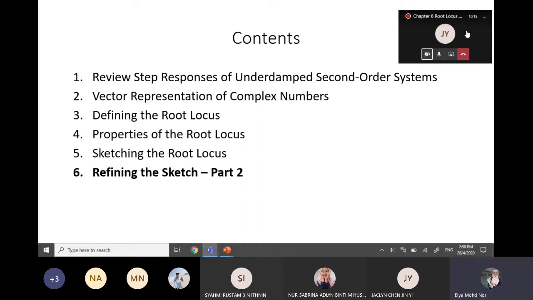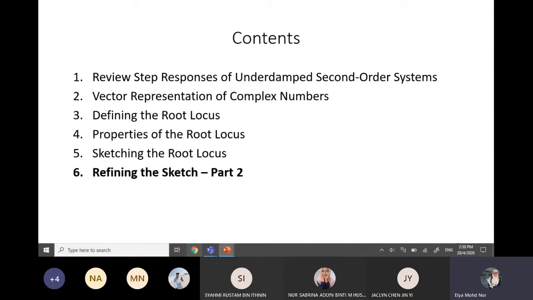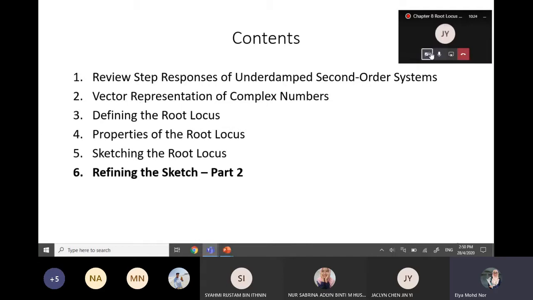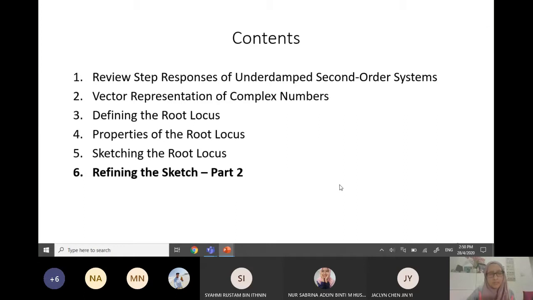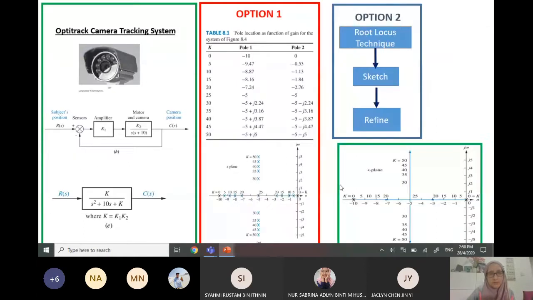The review on the step response of underdamped second order system. Okay, and then also vector representations. Okay, so we have talked about defining the root locus, properties. Okay, and lastly we talk about sketching the root locus. So today what we're going to cover mainly, we're going to do some review of sketching root locus and then refining the sketch. Okay, so summarizing from what we have learned yesterday.